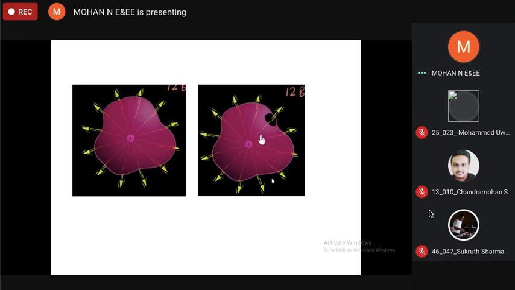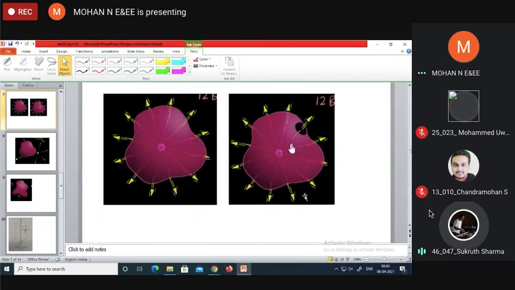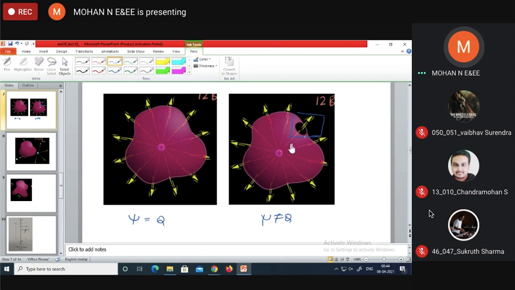Any guesses? Remains same. No. So here, your flux lines is equal to what charges? Here the flux lines will not be equal to the charges, because you are having a hole here. This is the hole on the closed surface.